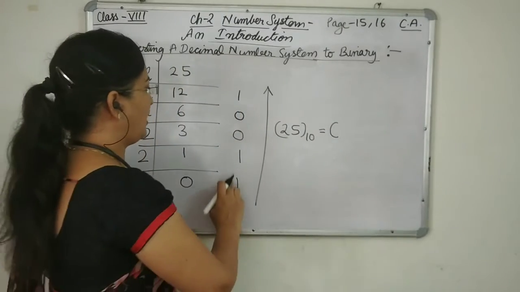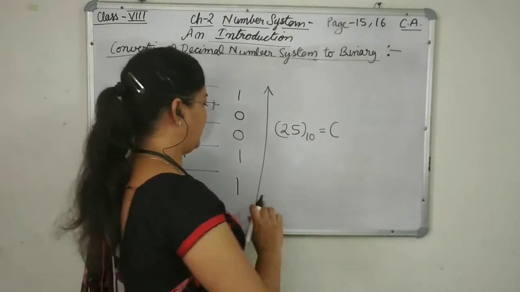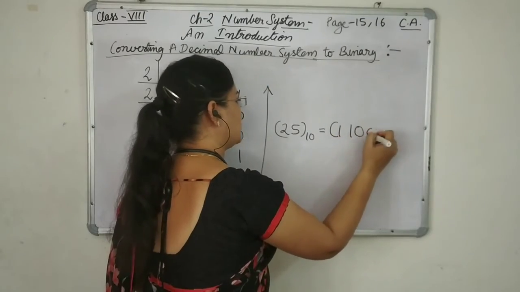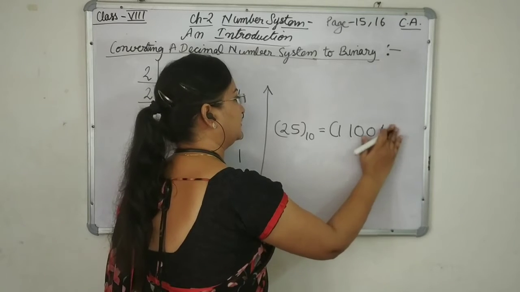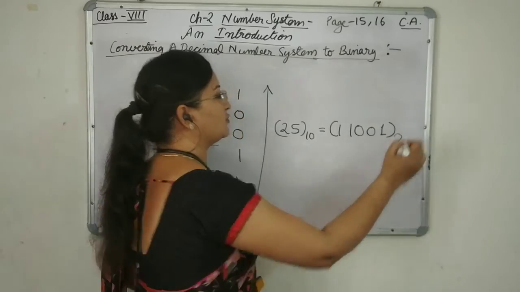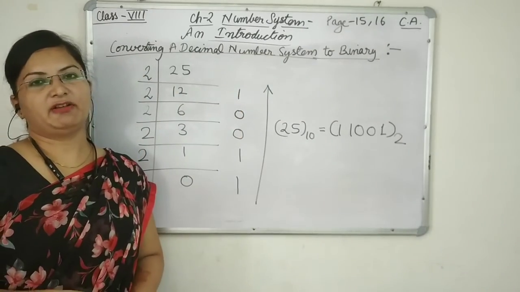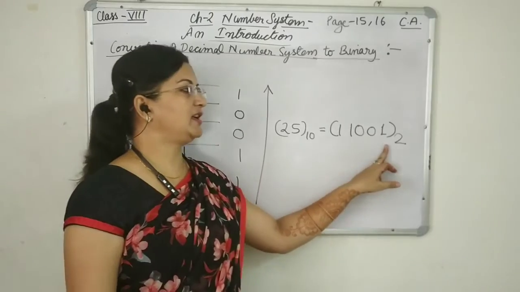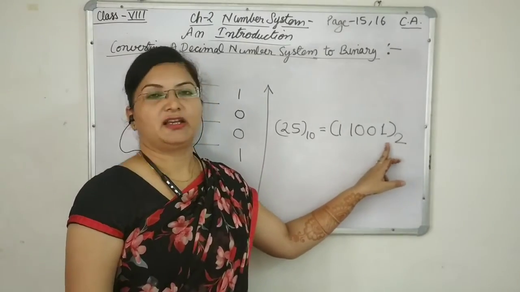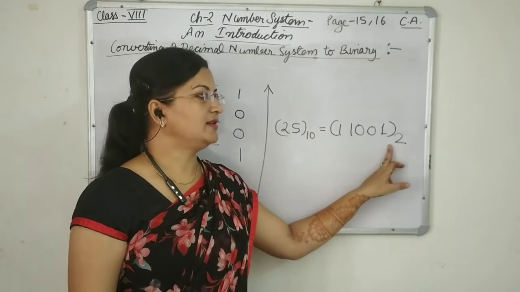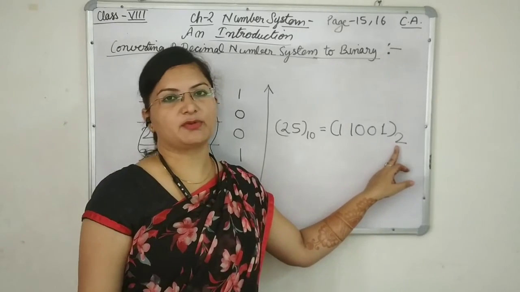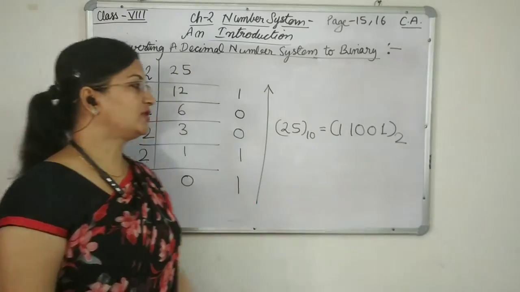So here students, you have to write the answer. The answer is 11001. We go bottom up. So 1 1 0 0 1, and here it is base 2. Whenever we convert decimal to binary, in decimal we write base 10, and in binary we write the answer and then base 2. That means this is a binary number system. I hope you understood this.